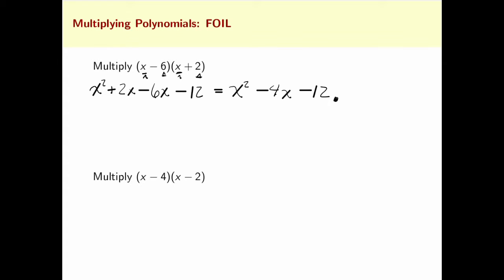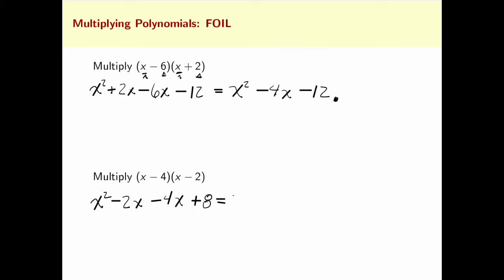Next, let's multiply two binomials where they both have negative signs. First times first, again, x squared. Outer, x times minus 2 gives me minus 2x. Inner, minus 4 times x gives me minus 4x. And then last times last is minus 4 times minus 2 gives me a plus 8.